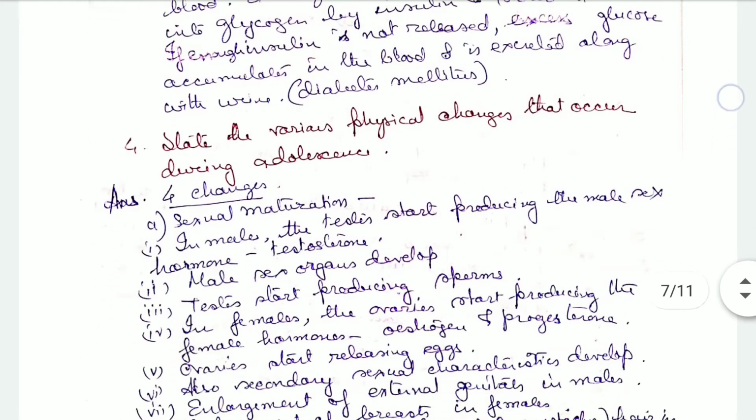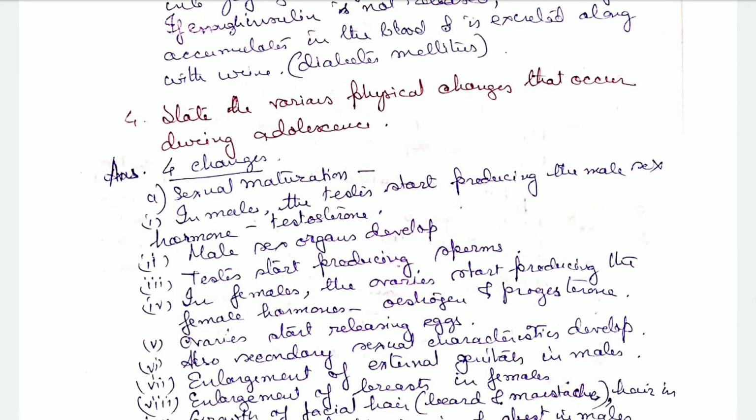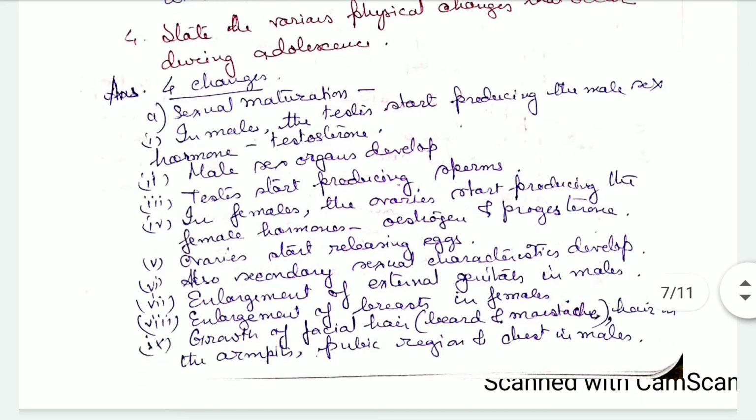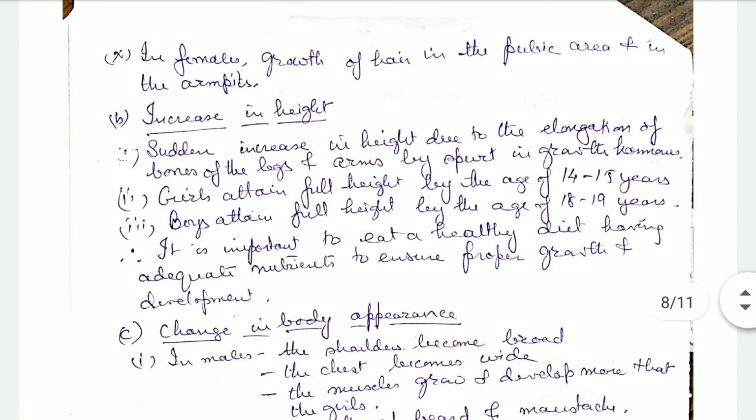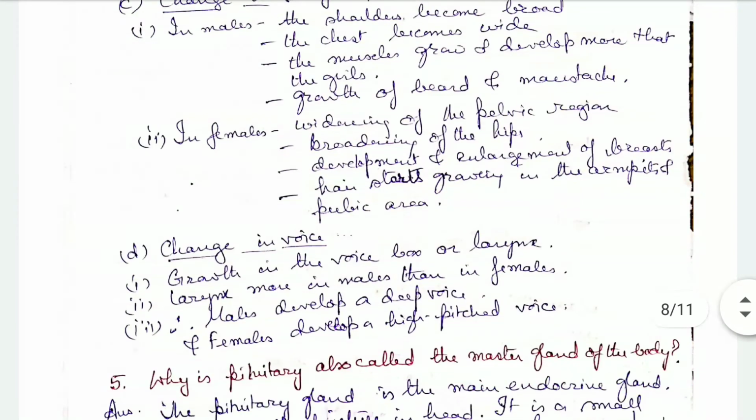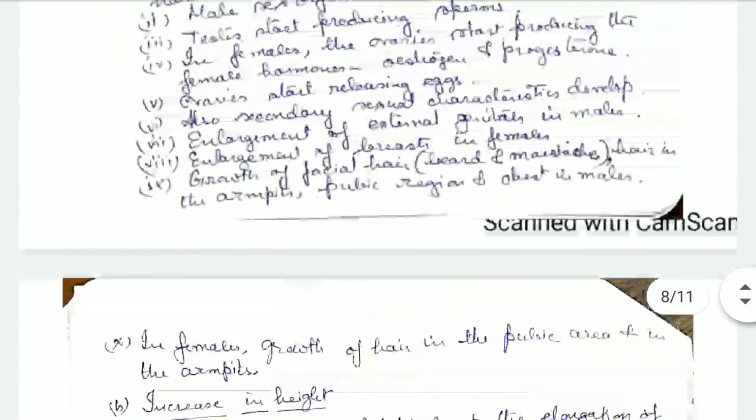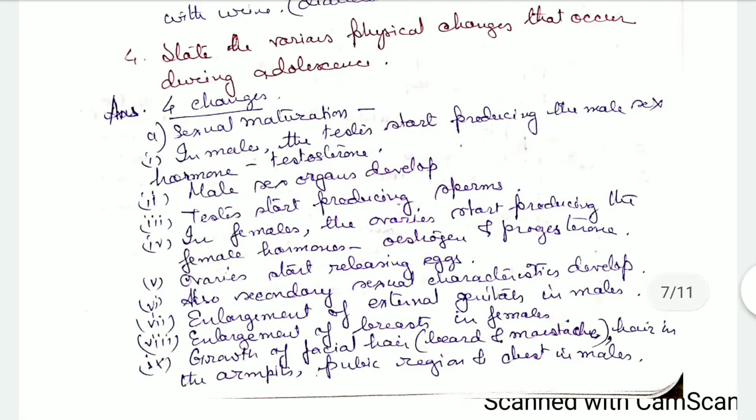Now, state the various physical changes that occur during adolescence. There are four changes which occur: sexual maturation, increase in height, change in body appearance, and change in the voice. So the first condition is sexual maturation.